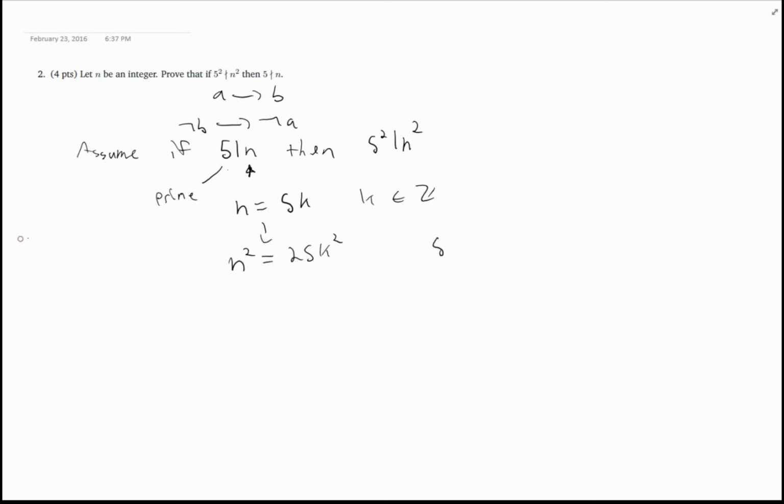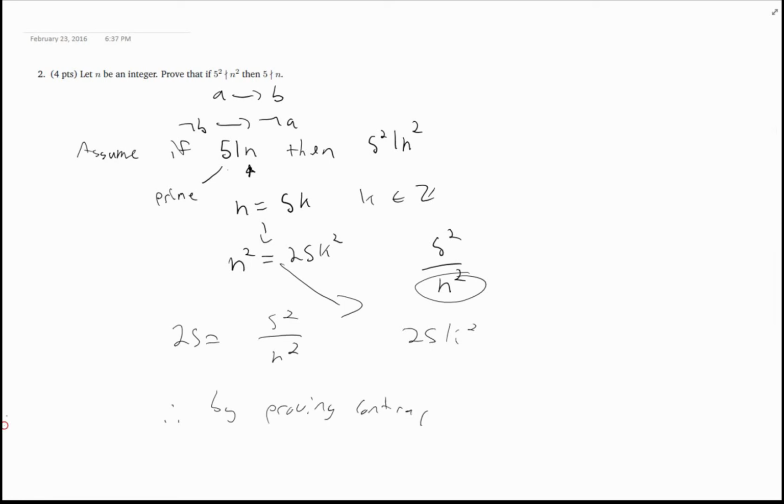So, if you have 5 squared over n squared, you know this is going to be 25k squared, right? Because of this relationship. You can therefore say that 25 is equal to 5 squared over n squared, and thus, by proving the contrapositive, if 5 divides n squared, then 5 divides n.